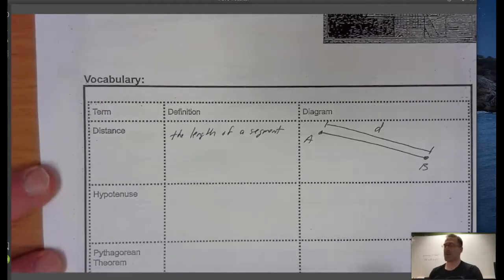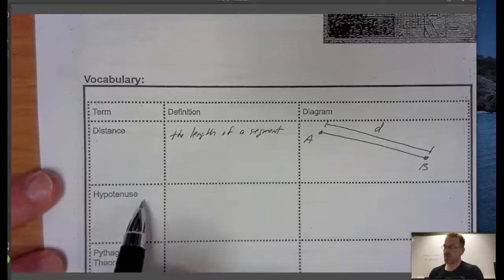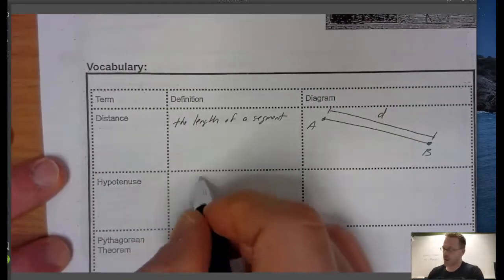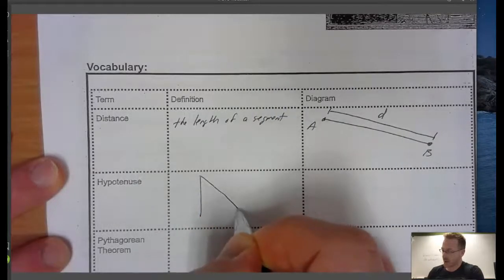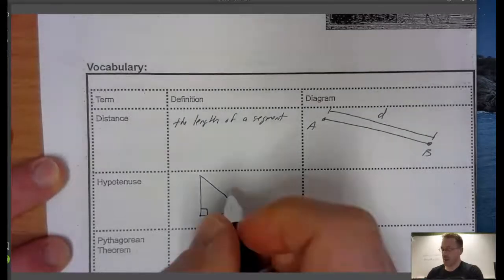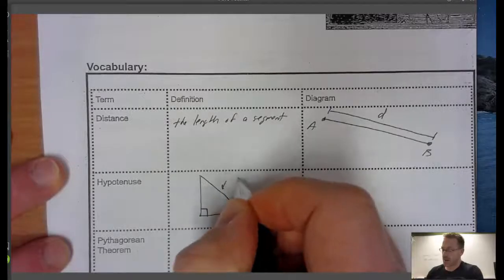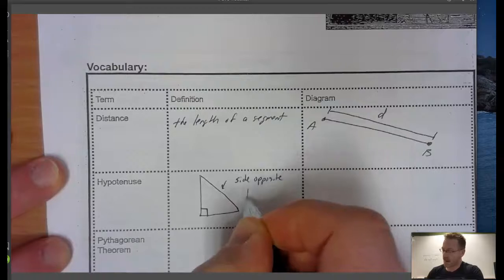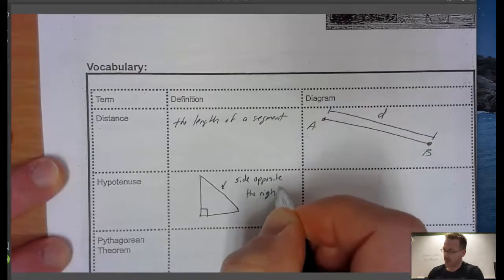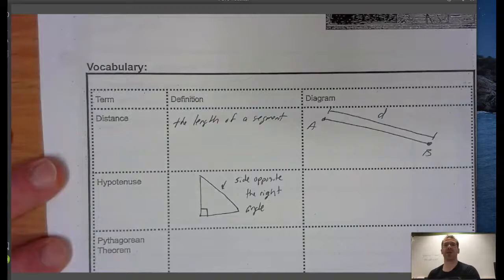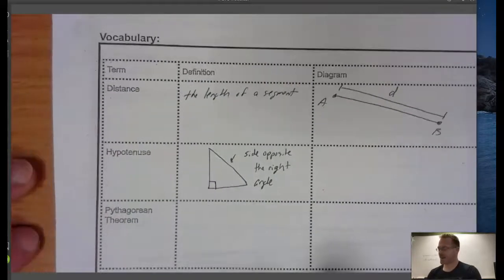Now when we think about the hypotenuse, and we're going to talk about the hypotenuse in the Pythagorean theorem, the hypotenuse only occurs in a right triangle. I drew the diagram here, but the hypotenuse is the side opposite the right angle in a right triangle. So I put the diagram and the definition all together there in one particular piece. That's okay.